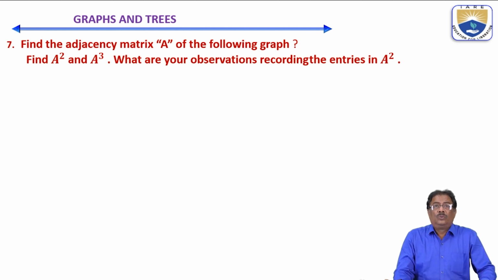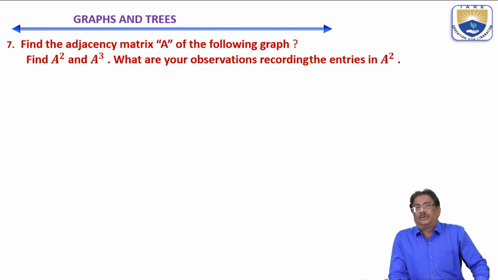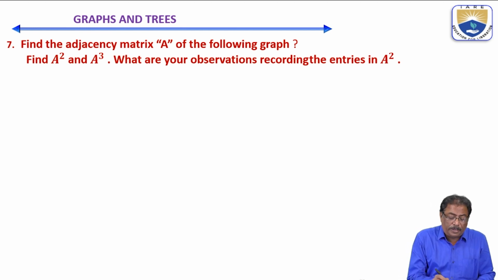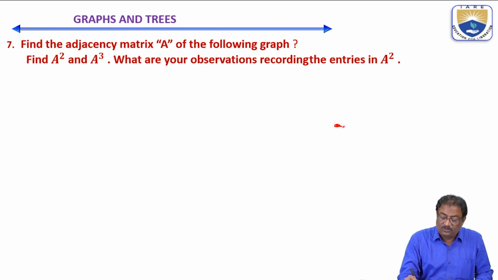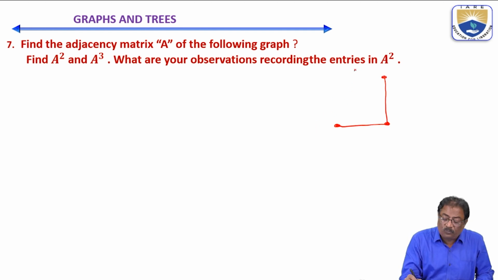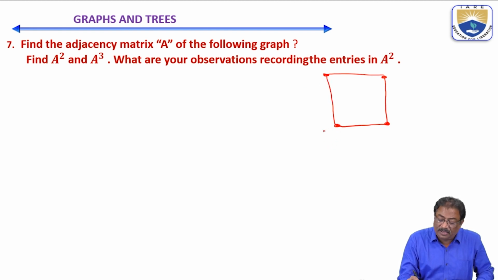Now we are going to find the adjacency matrix of the following graph. So let us go ahead. The graph is given as, so here we are going to take some vertices, and I am going to consider a graph like this. So it is V1, V2, V3 and V4.